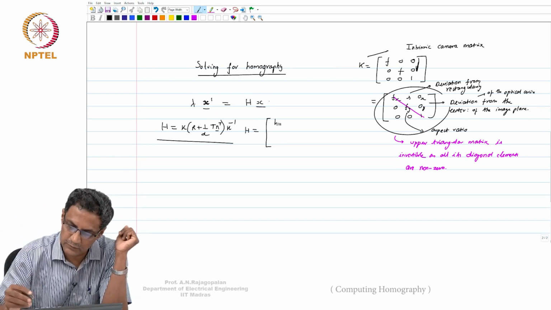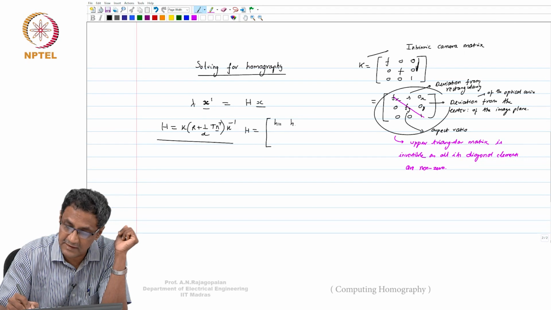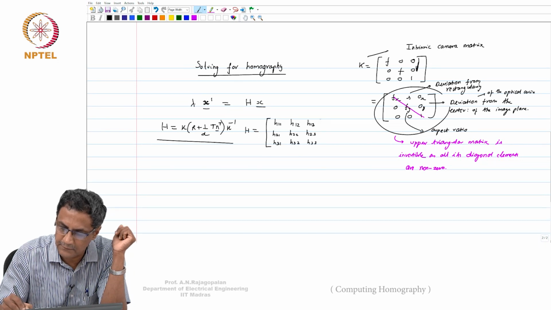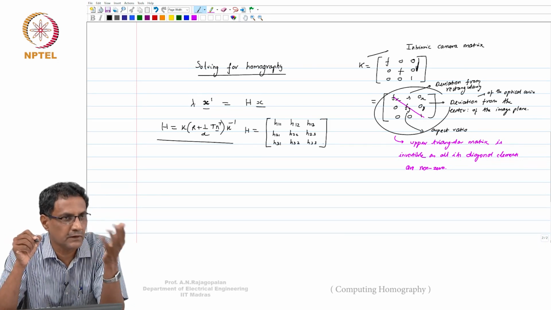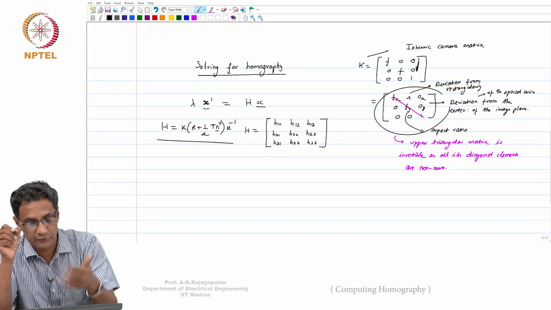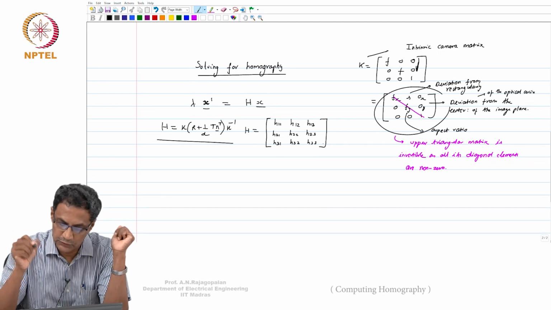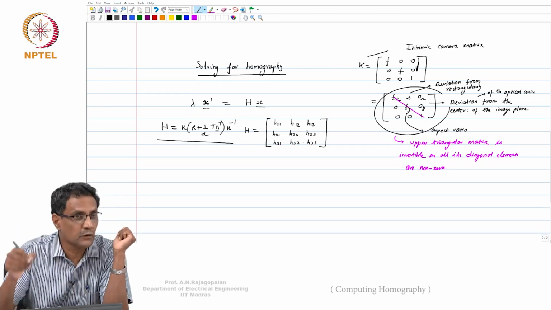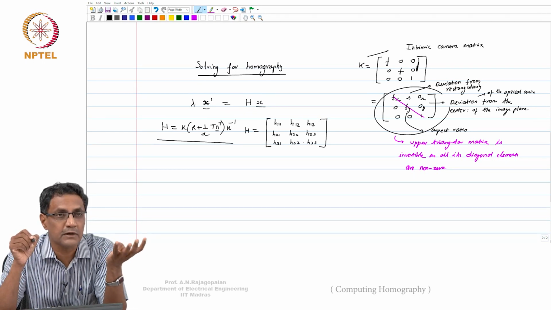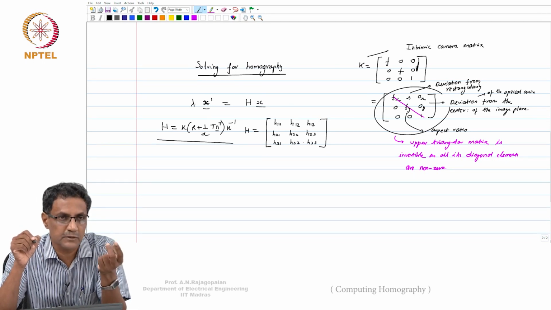So let this h be h11, h12, h13, h21, h22, h23, h31, h32, h33. And we said that h has 8 unknowns. You can only estimate it up to the scale factor, which is anyway being shown here by that lambda. Since there are 8 unknowns, what this means is that you need at least 4 feature correspondences.